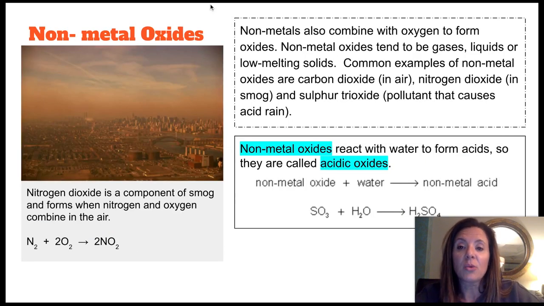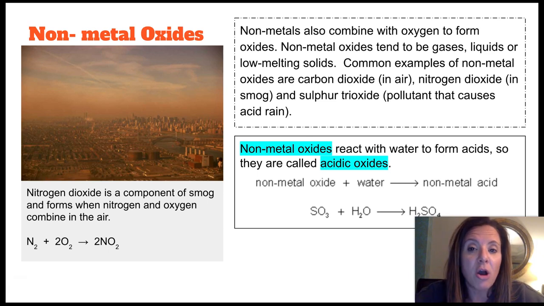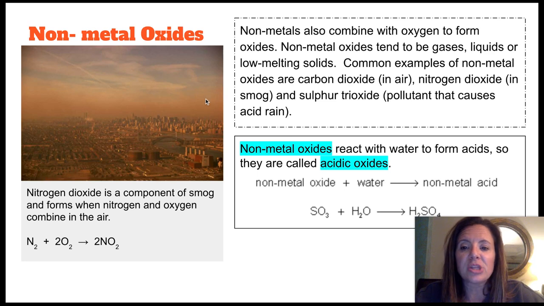Non-metal oxides are formed when nonmetals such as nitrogen and oxygen combine to form nitrogen dioxide. Nitrogen dioxide is actually a major component of smog, and you can see that especially in metropolitan cities like Los Angeles or Toronto. On very hot days, you'll see that smog.